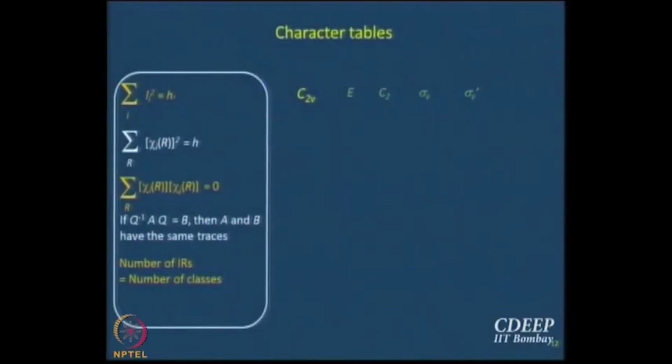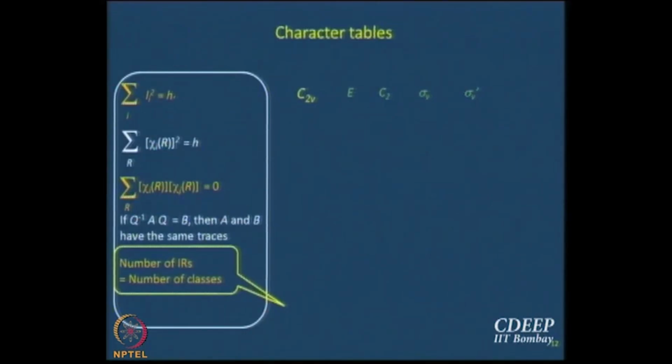So, let us start working. First question we ask is this: what is the number of classes? There are 4 classes, right? E, C2, sigma v, sigma v dashed. 4 classes. So, there are going to be 4 irreducible representations. All this time the question that we have been asking is answered in a second. We are going to have 4 irreducible representations for C2v.